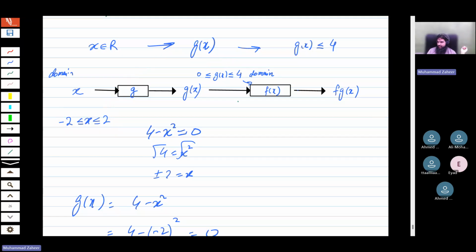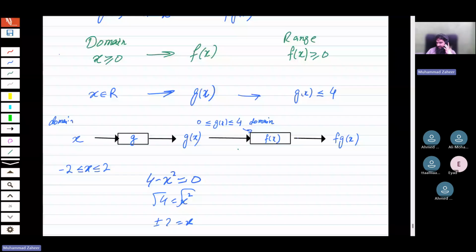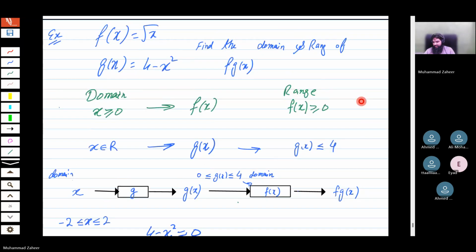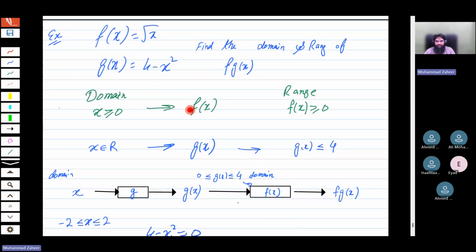So first of all, we are going to take the domain of this f of x that is going to be greater than 0. That's why I just changed the range of g of x, so it will become 0 to 4. Because of 0 to 4, I'm just changing the domain of g of x. It is all real numbers, now it will become minus 2 to plus 2. Now, when you are substituting the value from 0 to 4, what would be the range of f of x? If you are substituting the value in this function from 0 to 4, what will be the output?